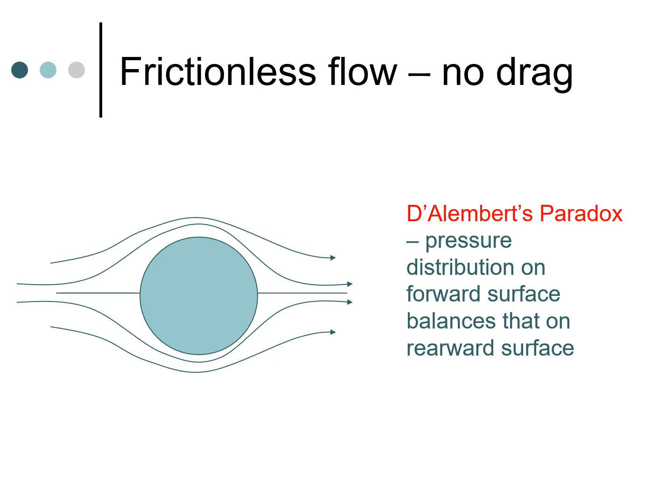So essentially this is of course not true. When you put a cylinder in real flow, you would get a drag. So this was the paradox: why is the drag coming? Because according to this kind of theory of frictionless flow, there should be no drag.